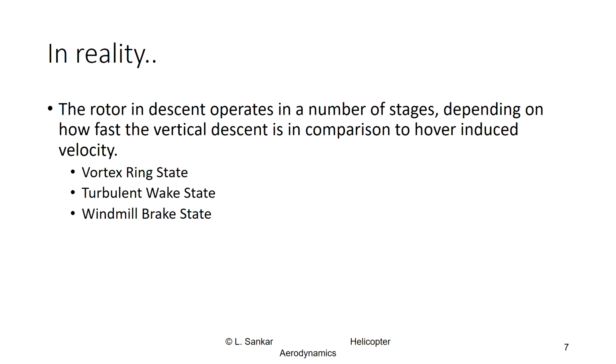It turns out these cannot be exactly analyzed. There are no closed form solutions, although for windmill brake state, there are some closed form solutions available. For wind turbines, there are a lot of computer programs similar to our blade element theory. I teach a course on wind energy where we develop these. But in the vortex ring state and turbulent wake state, the flow is very unsteady, very chaotic. We can only qualitatively describe what's going on in these states. So let's look at the vortex ring state first.